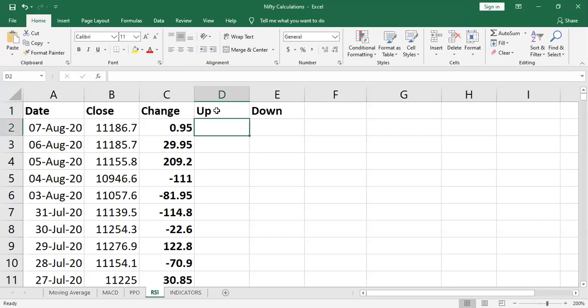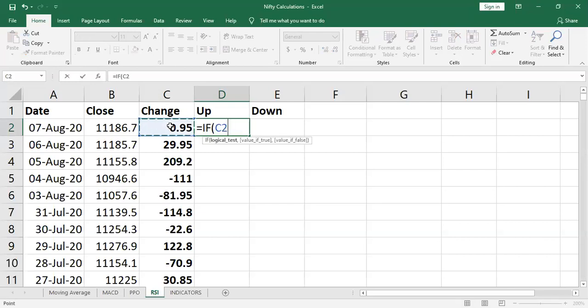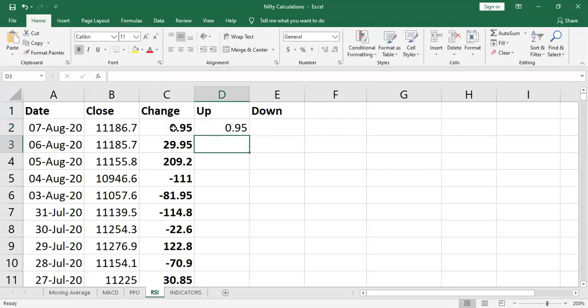The formula is equal to IF this is greater than 0, then take this number, or 0, and copy paste till the last.